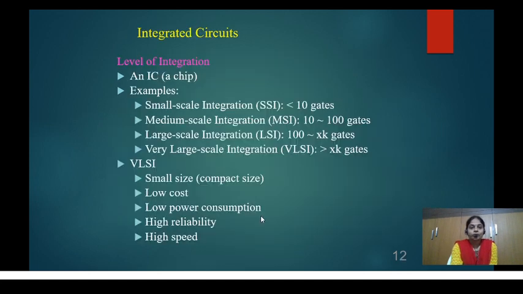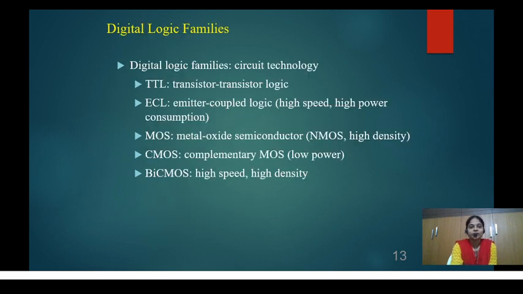What is an integrated circuit? It is a chip, and the examples are small scale integration, medium scale integration, large scale and very large scale integration, VLSI, which offers small size, low cost, low power consumption, and high reliability and speed. Digital logic families are circuit technologies, where we use TTL, transistor-transistor logic, ECL, emitter coupled logic, MOS, metal oxide semiconductor, and CMOS, complementary MOS.